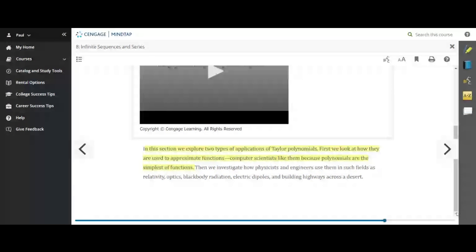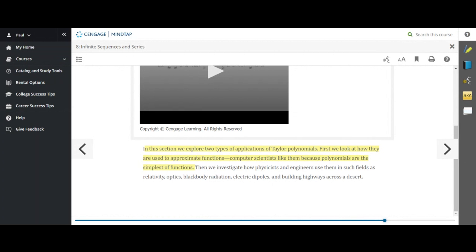And I'll just mention we're going to be exploring applications of Taylor polynomials, how they approximate functions. And then they also mention below how physicists and engineers use them. They have some applications, but we're trying to stick to the math concentration here. But it mentions physicists and engineers use these Taylor polynomials.